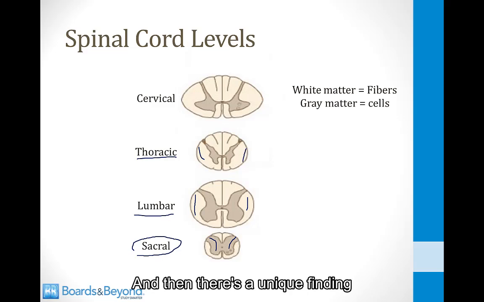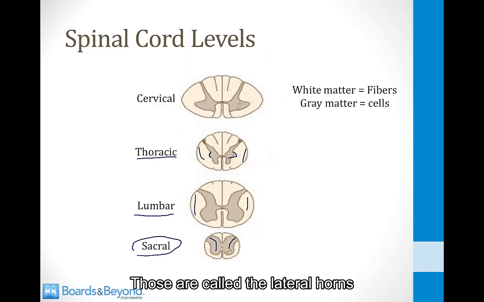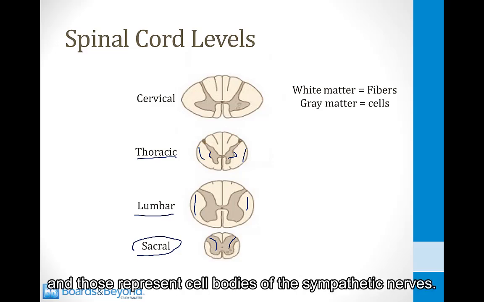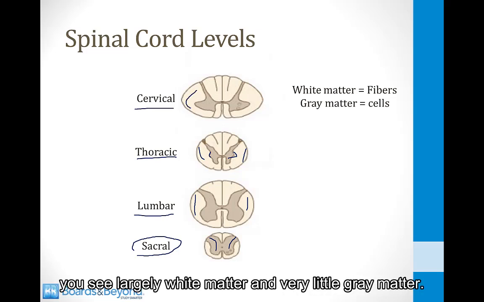And then there's a unique finding that always tells you you're in the thoracic section of the spinal cord, and that's this little bump right here in the gray matter. Those are called the lateral horns, and those represent cell bodies of the sympathetic nerves. Finally, when you reach the cervical region, you see largely white matter and very little gray matter.